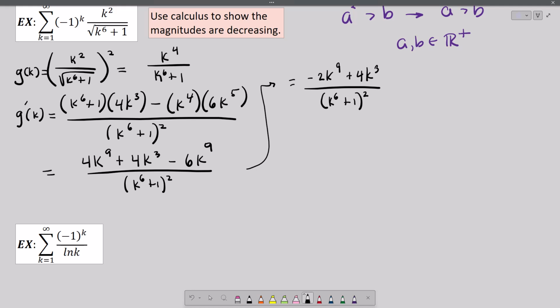Do you agree that the numerator is eventually negative? Right? Because that k to the 9 dominates the k cubed. So the k to the 9 dominates that whole expression. And when you look at the graphs of powers of x, if you look at x squared, and we just look at the positive, x squared is that, and x cubed does this thing right here. So the higher power eventually takes over.